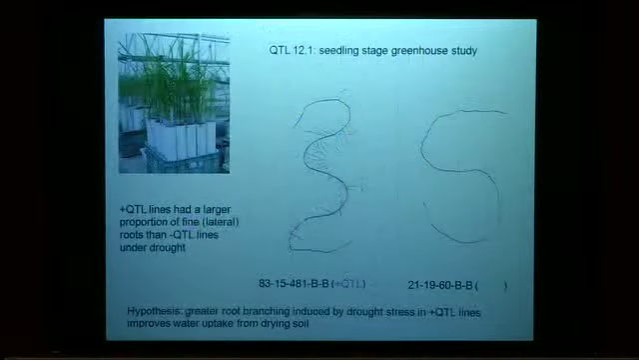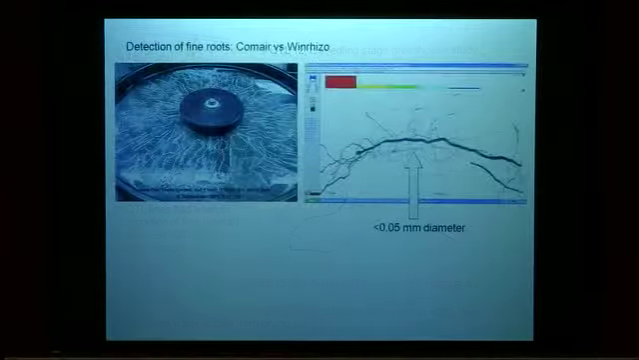We also did a greenhouse seedling stage study, and we saw greater branching in the plus QTL lines. So our hypothesis was that maybe this greater root branching is allowing the plus QTL lines to access the depleting soil water and then conferring a yield advantage that way. So we wanted to look more into the water relations.